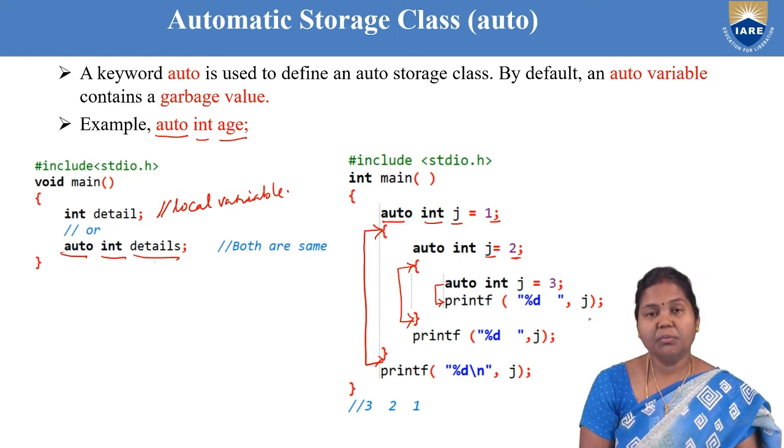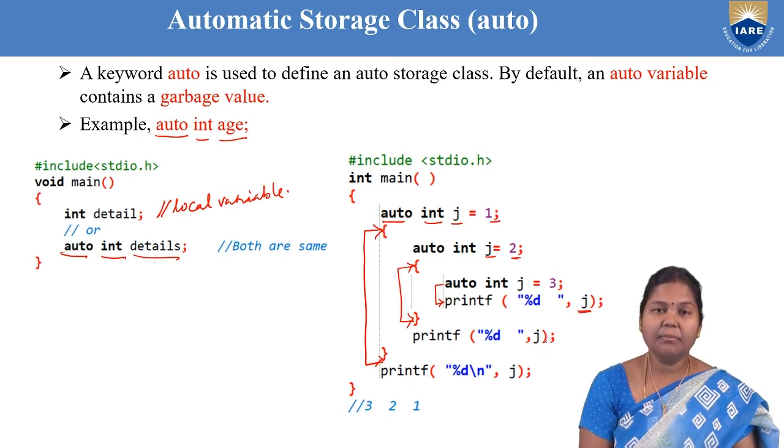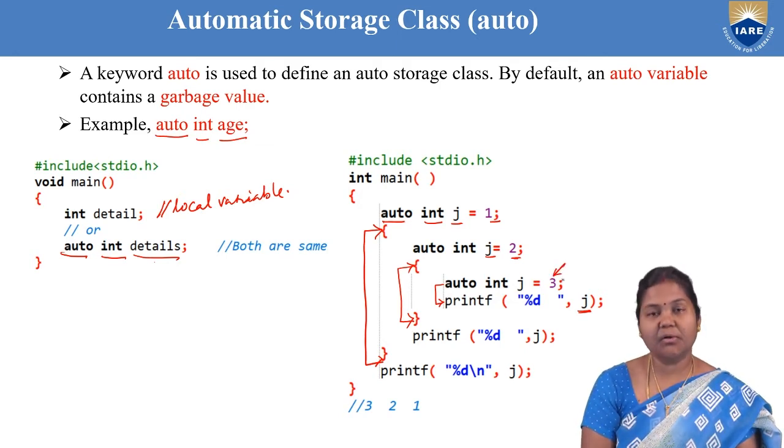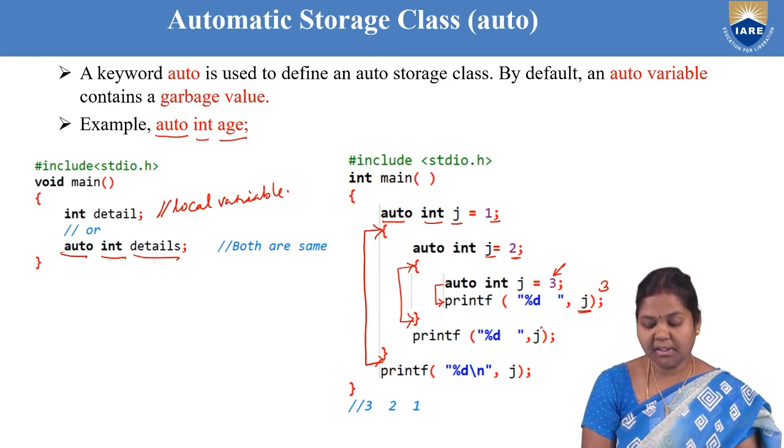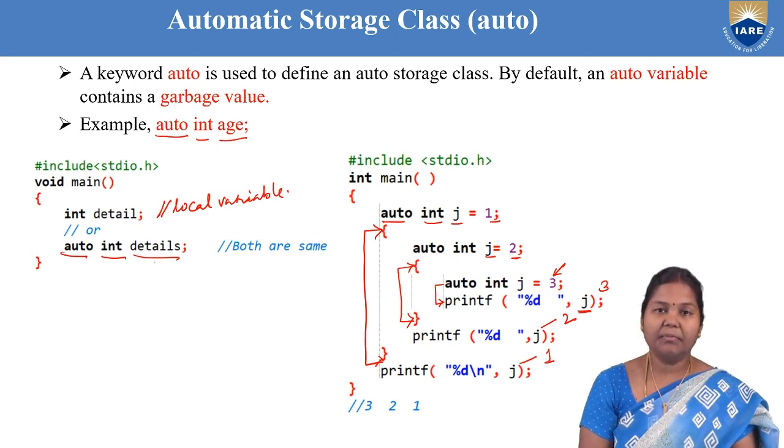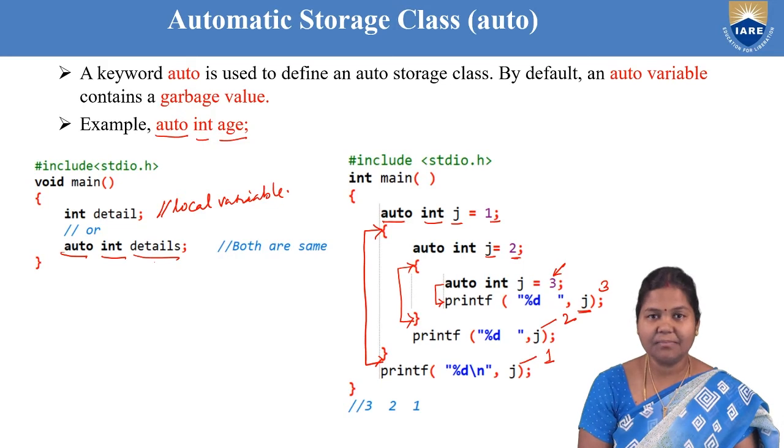Now whenever you print the value of j, let us understand in what order the values get printed. First, in the innermost block, when you print the value of j, local variables always get high priority, so j is equal to 3 will be printed. Now its scope and lifetime is over. When you come out of this boundary, you will find j is equal to 2, which has the scope, so j is equal to 2 will be printed. When you come out of that, j is equal to 1 will be printed. So the scope, lifetime and visibility of the variable work in this manner.